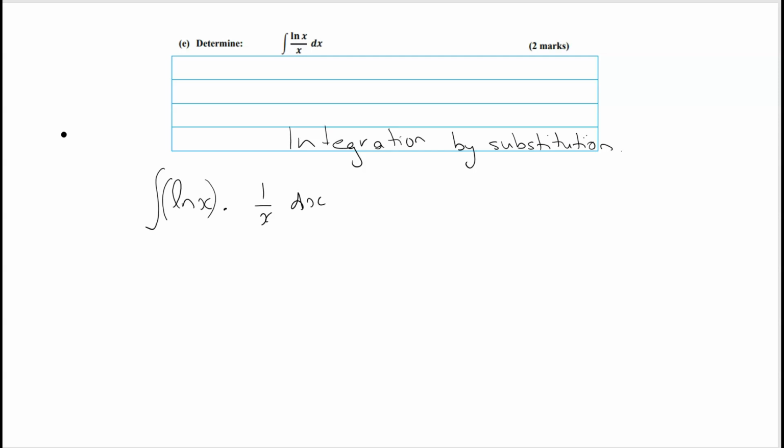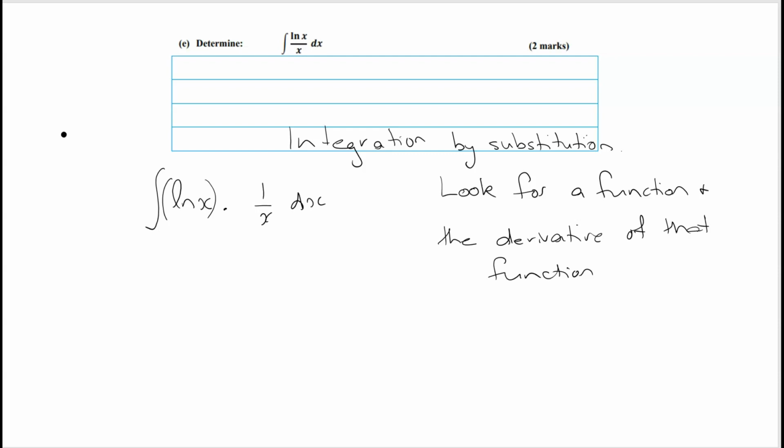Remember, this method works when you can spot the function and the derivative of that function. So that's what you're looking for. Look for a function and the derivative of that function, and that tells you to use substitution.